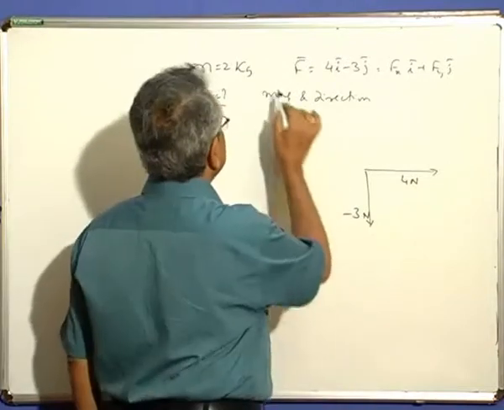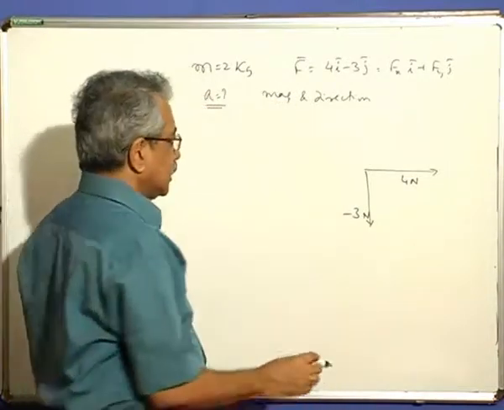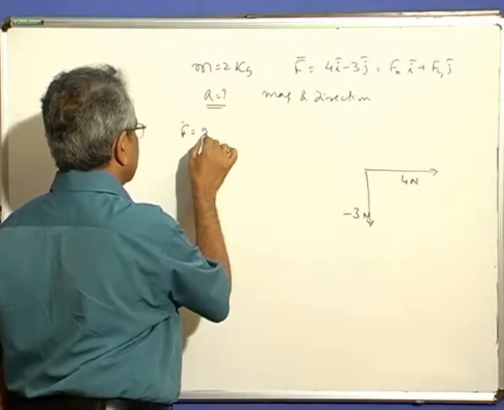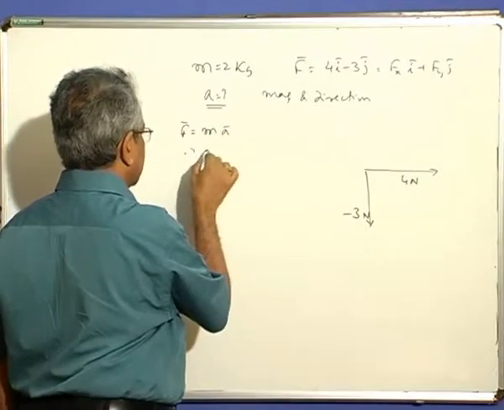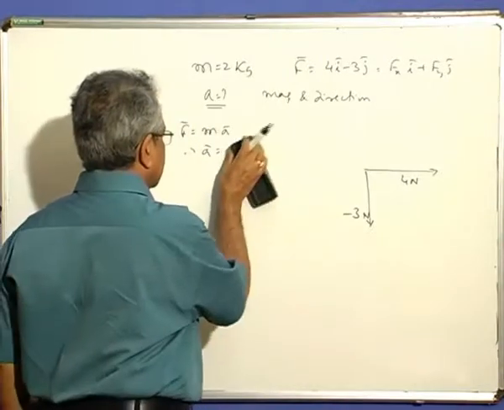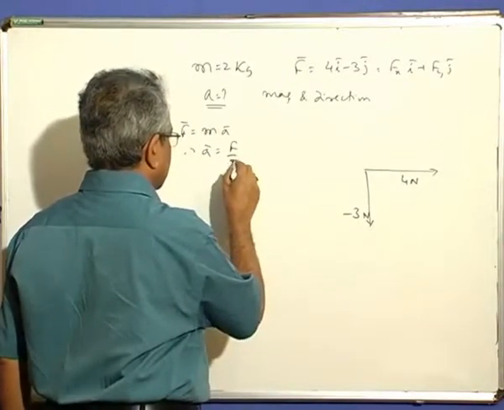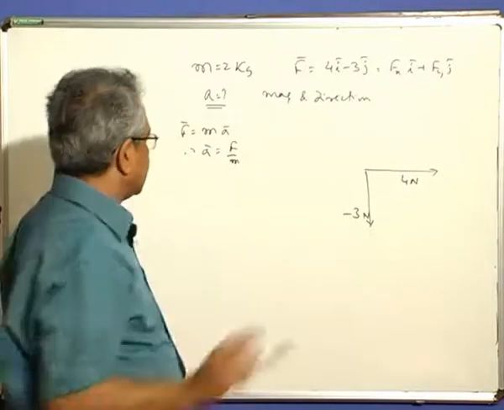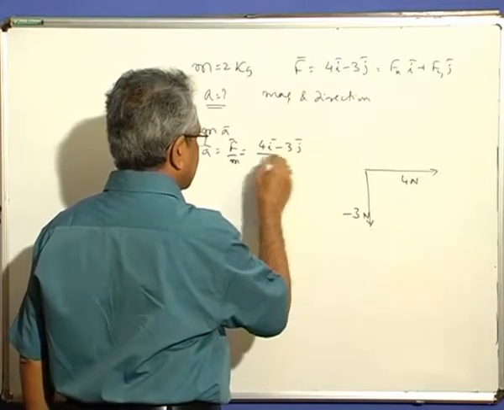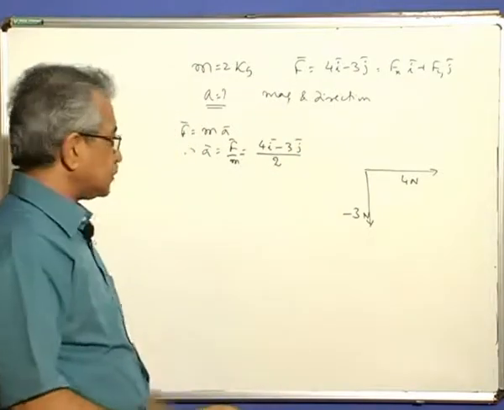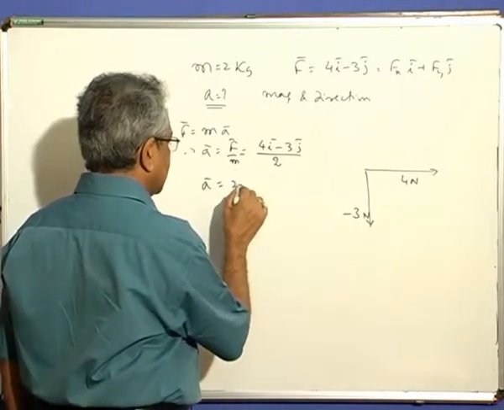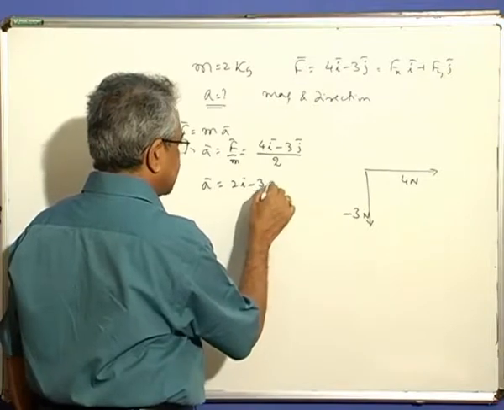We are asked to find the acceleration now. You can find it in different ways. In a simple way, F is equal to M into A, therefore A is equal to F by M. So this F by M means (4i minus 3j) by 2, the mass being 2 kg. So you get A is equal to 2i minus 3 by 2 j.